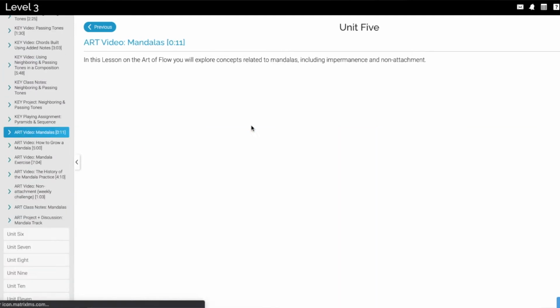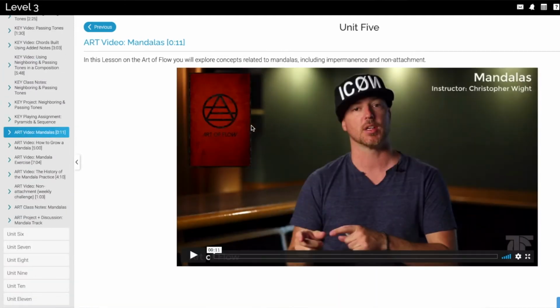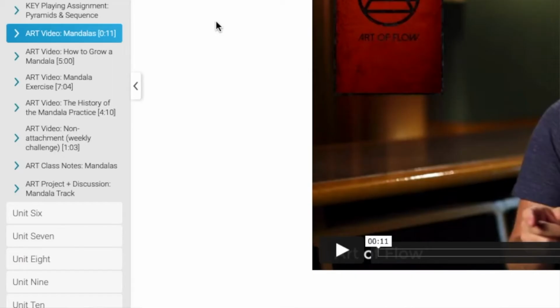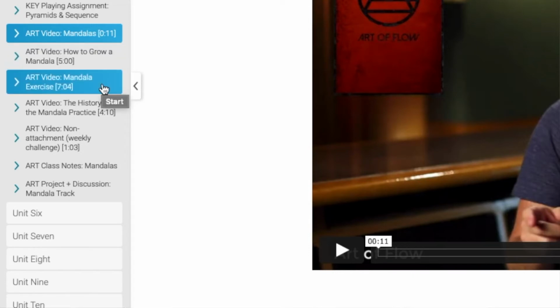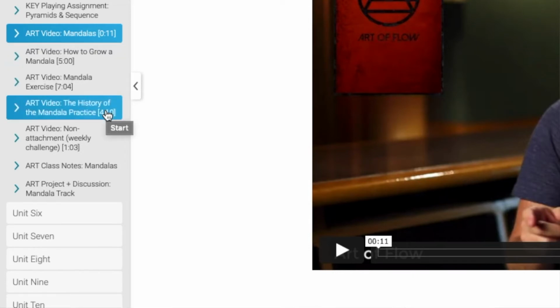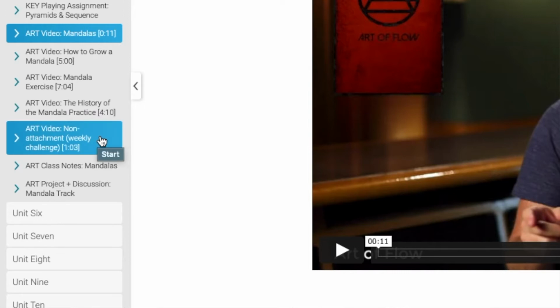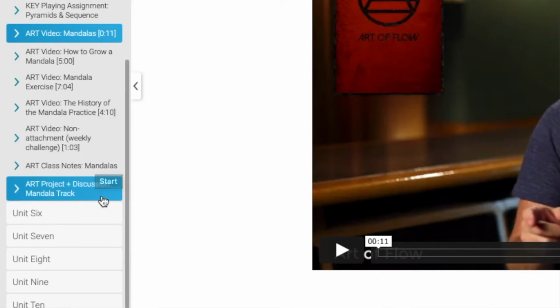Then we move into the art of flow. In this lesson on the art of flow, you will explore concepts related to mandalas, including impermanence and non-attachment. Art of flow classes are how to grow a mandala, mandala exercise, the history of the mandala practice, non-attachment, the class notes on mandalas, followed by a project and discussion, mandala track.